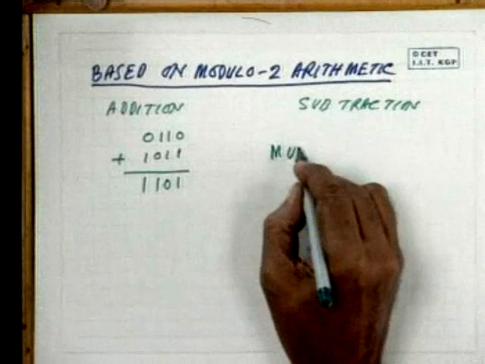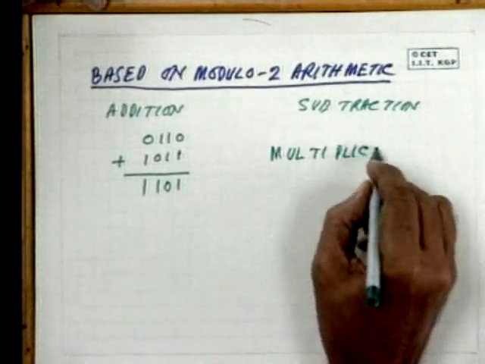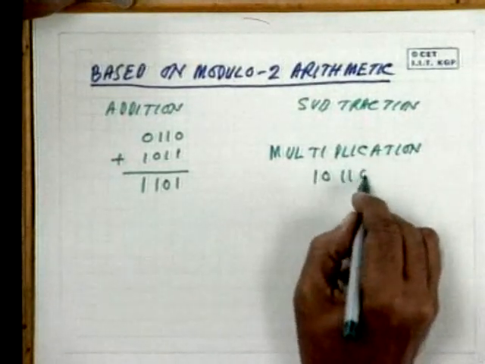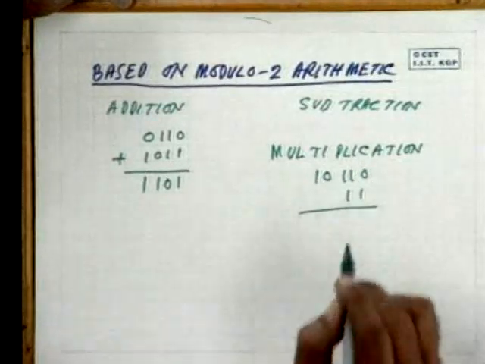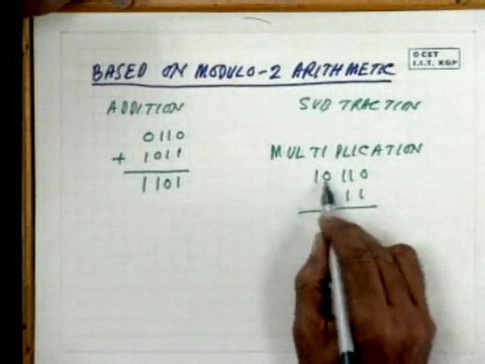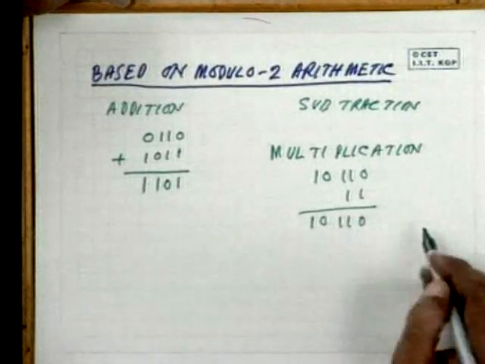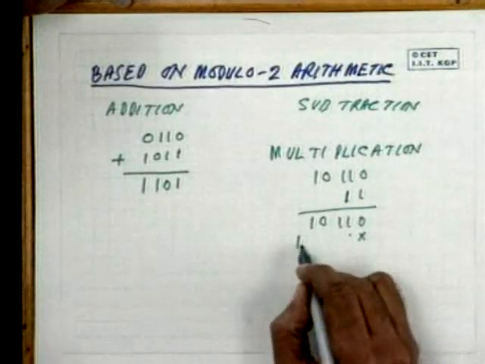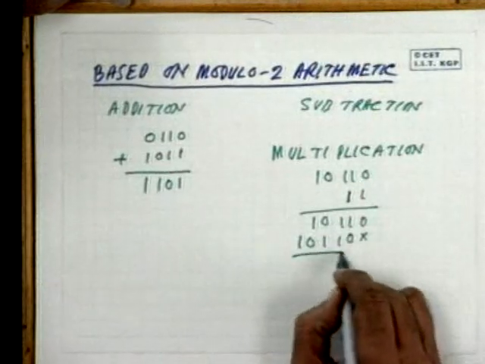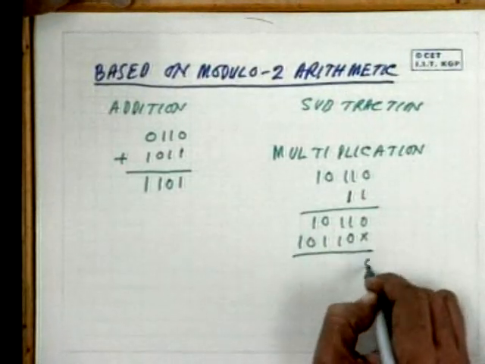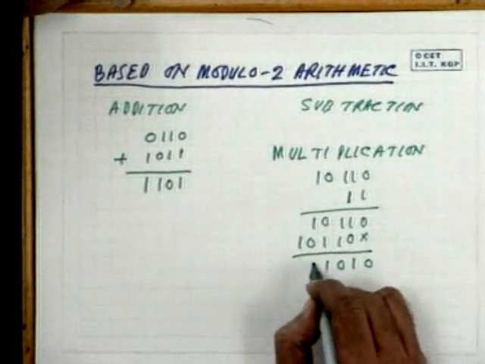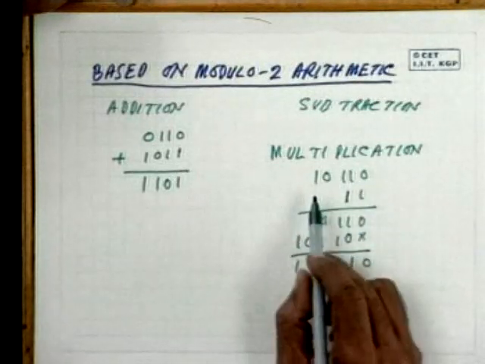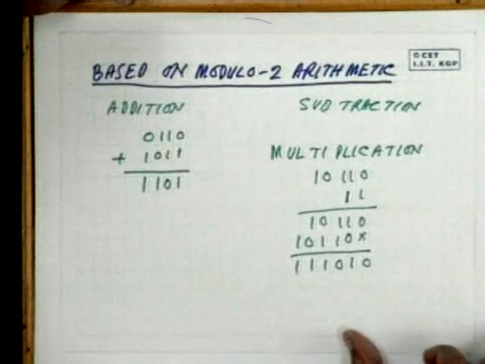And let me explain multiplication. Say 1 0 1 1 0 has to be multiplied with 1 1. By multiplying with 1, you get 1 0 1 1 0. Then you multiply it with this higher bit 1, you get 1 0 1 1 0, shifted. And then you perform modulo 2 addition. So this is how you can perform addition, multiplication, subtraction and division based on modulo 2 arithmetic.